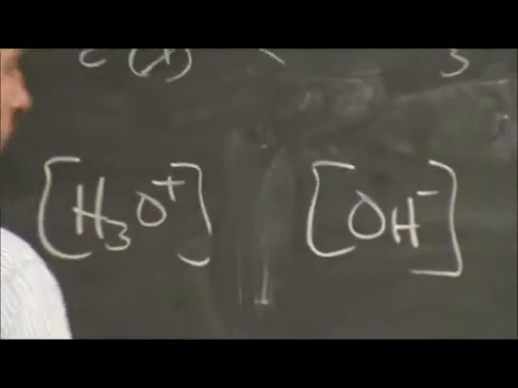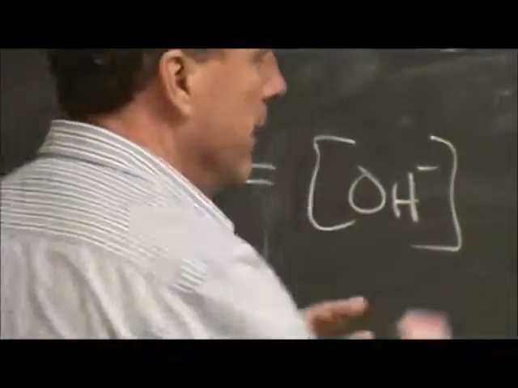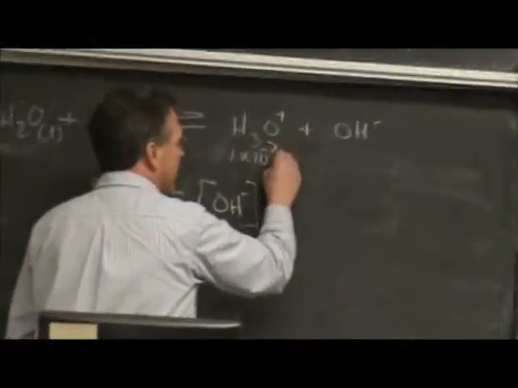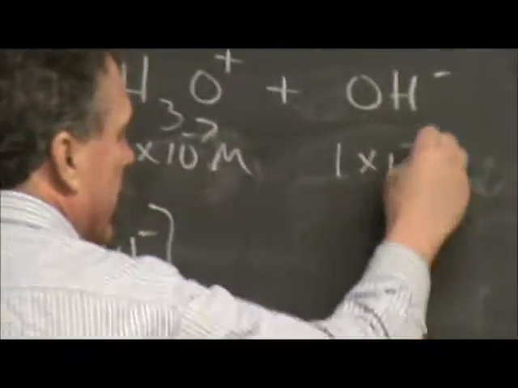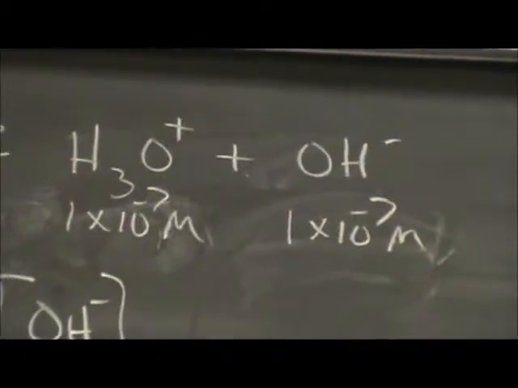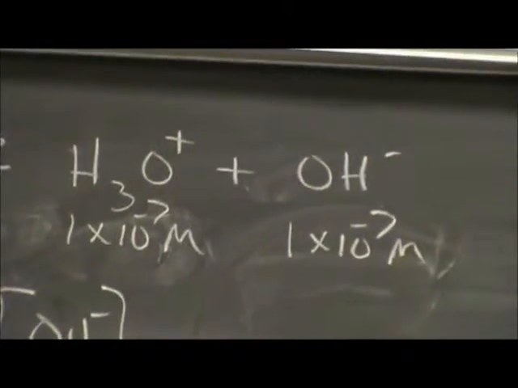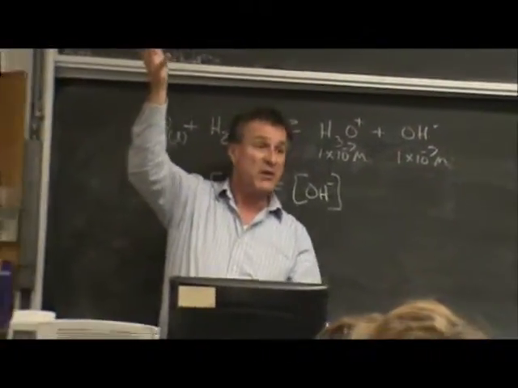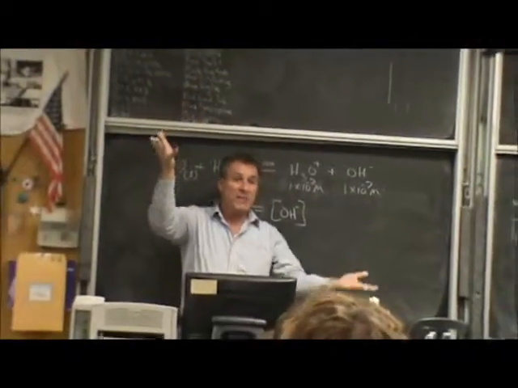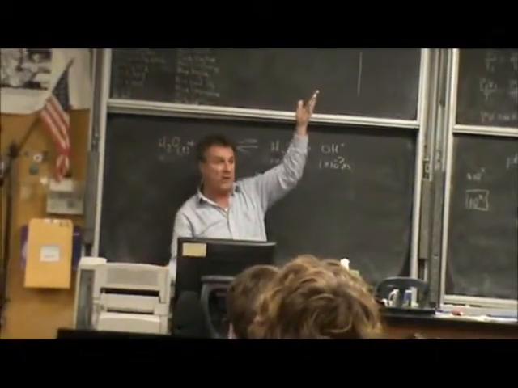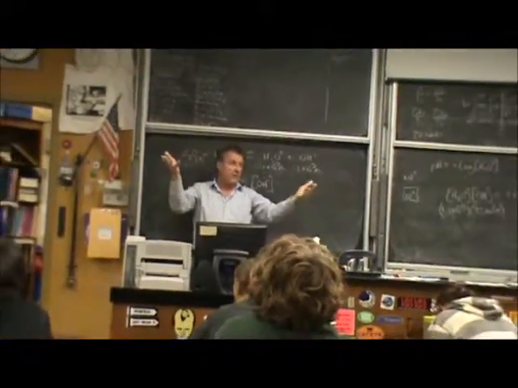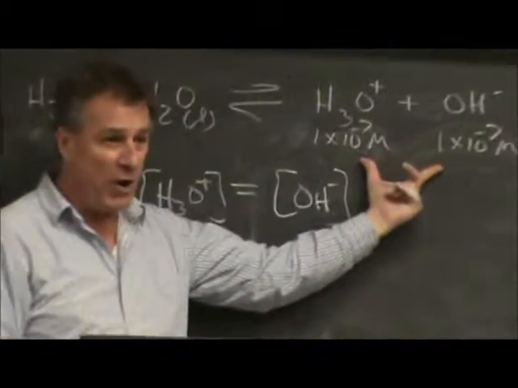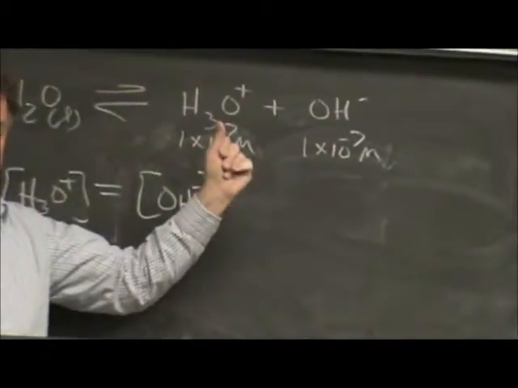When they're equal. Now, I'll remind you, back to our example of pure water, when each of these was 1 times 10 to the negative 7 moles per liter, they were equal, huh? And if one goes up, the other goes down. So if hydronium goes up, hydroxide goes down, we have an acidic solution. If hydroxide goes up and hydronium goes down, we have a basic solution. When they're equal, they're neutral.